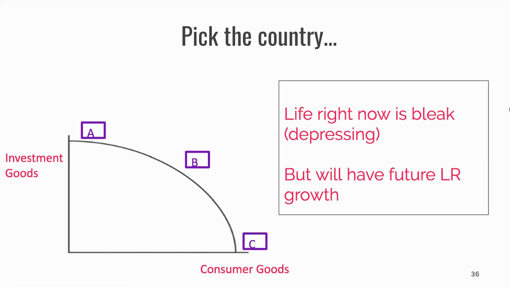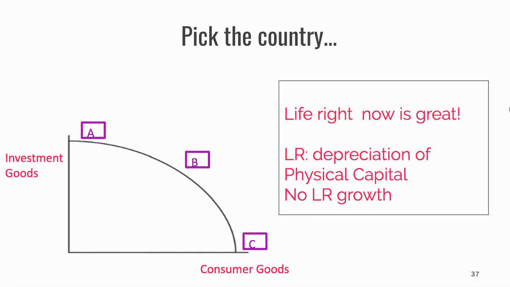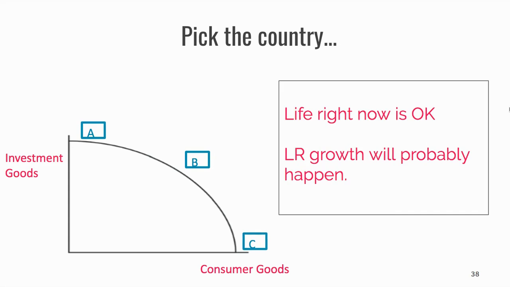Now, I want you to look at the data and pick the country, A, B, or C, that right now has a bleak and depressing, no fun life, but will definitely have long run economic growth. Hopefully, you picked country A. Now, pick the country that has a great life right now, but in the long run will likely experience depreciation of its physical capital and no long run economic growth. Hopefully, you picked country C. Now, pick the country where life is okay, it's all right, and will probably have long run economic growth. Hopefully, you picked country B.